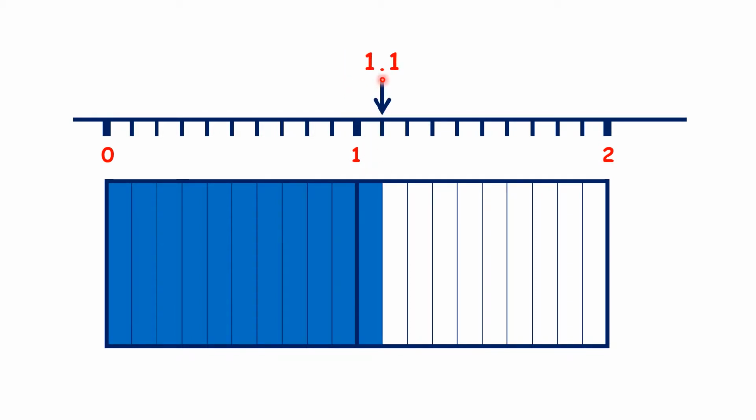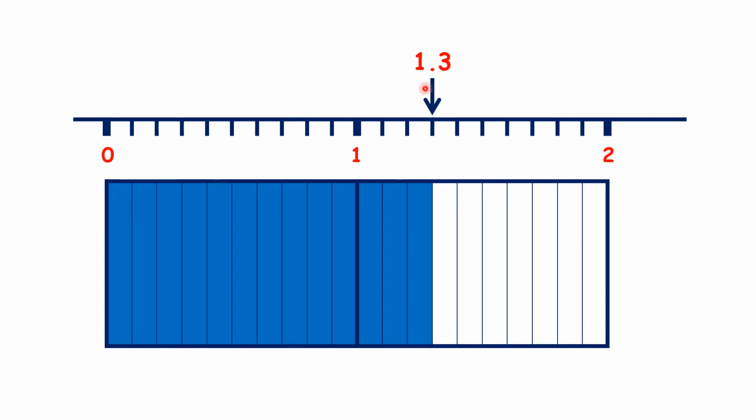Now we have 1.1 because we have the whole of our first rectangle shaded, but we now have 1/10 of our second rectangle shaded as well. 1.2 means we have one whole and 2 tenths. 1.3 is one whole and 3 tenths.